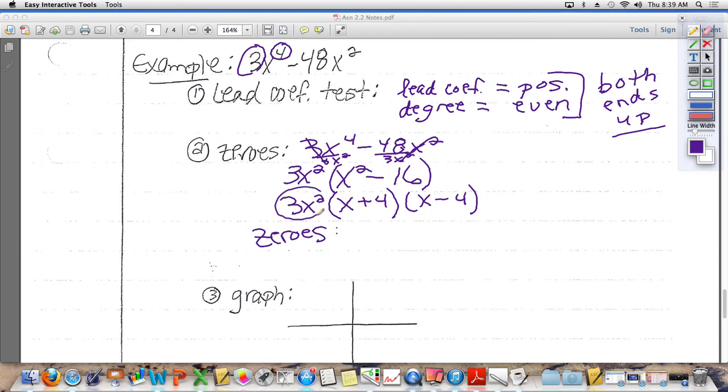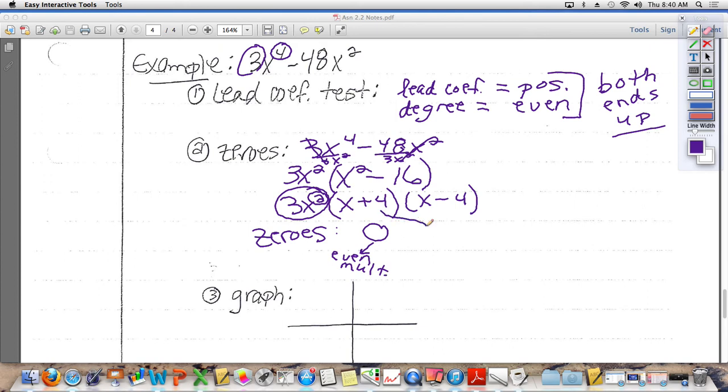What about this thing though? 3x squared. 0. Very good. So we have 0. And I'm going to make a note here. Is that even or odd multiplicity? Power of 2. So we have even multiplicity. And we know that if it's even multiplicity, it's going to bounce, not cross.